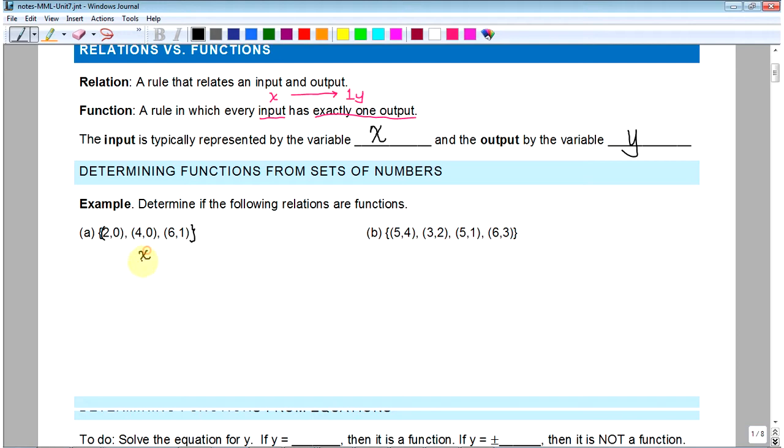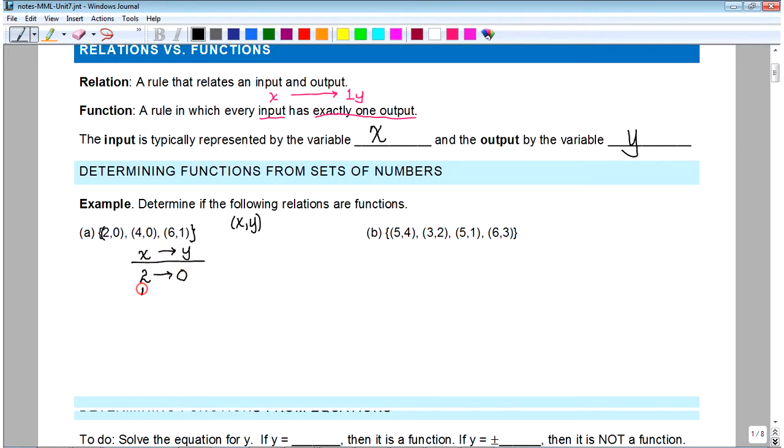To do this, we might want to draw a little illustration. I'm going to make a little table, and I'm going to map my x's to their corresponding y values. Remember that ordered pairs are always in the form x comma y, unless you're told differently. My first ordered pair, I see when my x is 2, its output is 0. So far so good. My input has exactly one output.